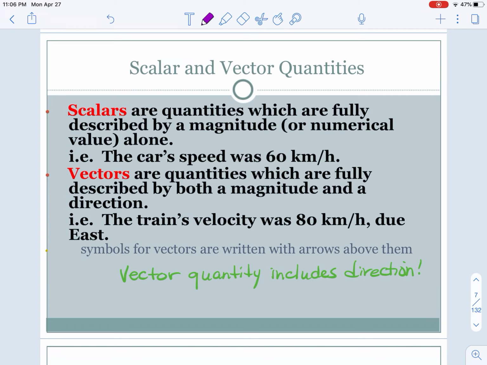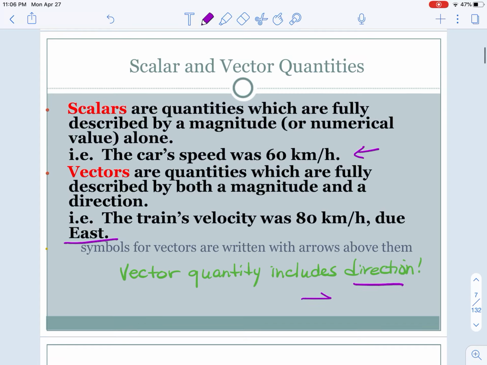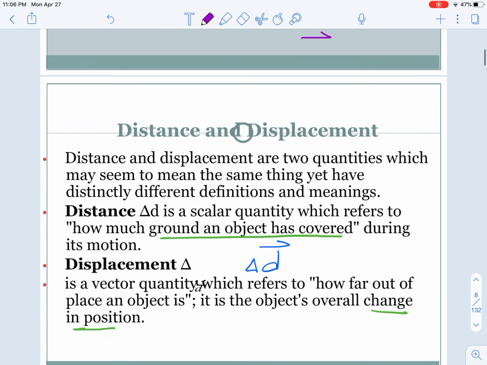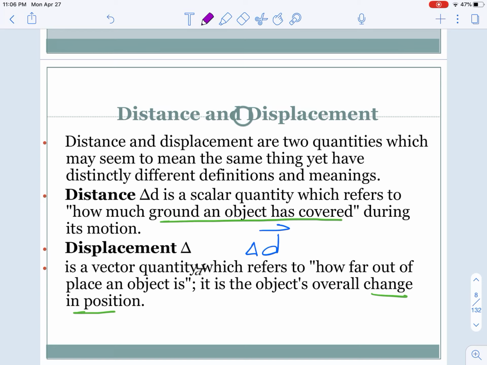There are two types of quantities we can use to describe motion, and scalar would be just simply saying the car was going 60 kilometers per hour, so you're just looking at that value, whereas a vector quantity would include direction, so you would say that the train was going 80 kilometers per hour going east. So when you hear about a vector quantity, you may see this arrow on top of the units because it's actually needing to describe direction when you answer the question.